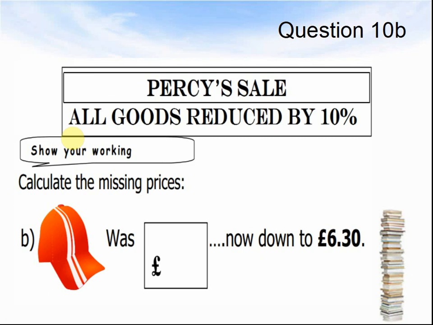Still the sale, all goods reduced by 10%. Show your working. Calculate the missing prices. A cap was something priced, now down to £6.30. What was its original price? Pause the video until you are ready for the next question.